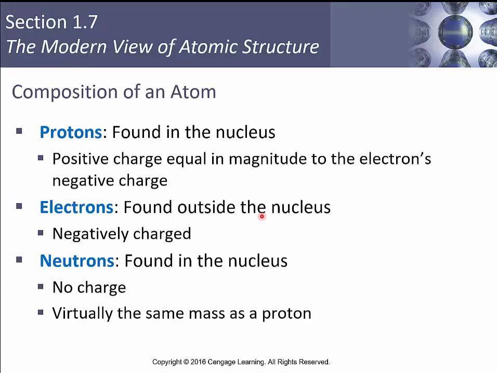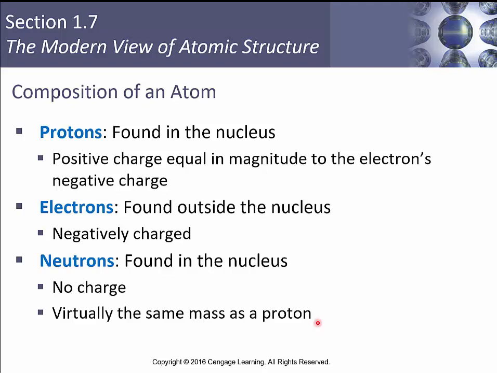So we have 3 different subatomic particles. The composition of our atom is: a proton, which is found in the nucleus, with a positive charge equal in magnitude to the electron's negative charge; electrons, which are found on the outside of the nucleus and are negatively charged; and neutrons, which are also found in the nucleus. They have no charge, and they have virtually the same mass as a proton, a little bit heavier.